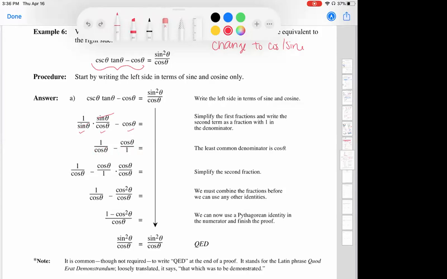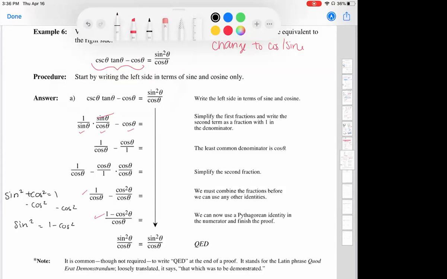So we're left with 1 minus 1 over cosine theta minus cosine squared theta over cosine. I combine my numerator, so I have 1 minus cosine squared theta. Whenever you see a square, take a look back at your Pythagorean identities. And we see, well, we have sine squared plus cosine squared is equal to 1. I want 1 minus cosine, so we can move the cosine to the other side. We're left with sine squared equals 1 minus cosine squared of your argument.